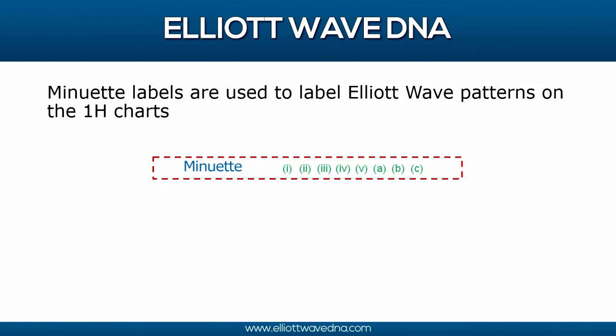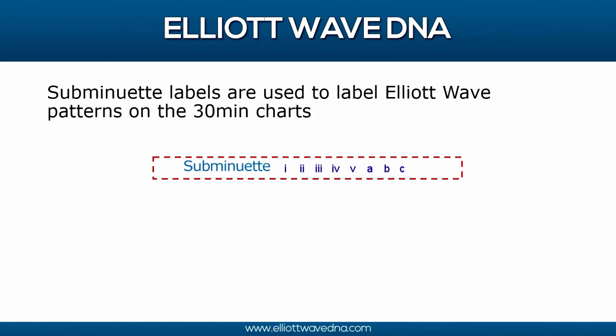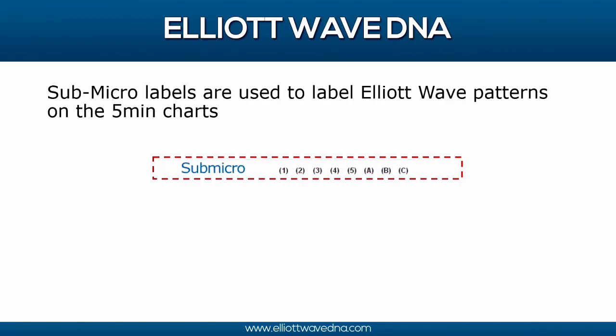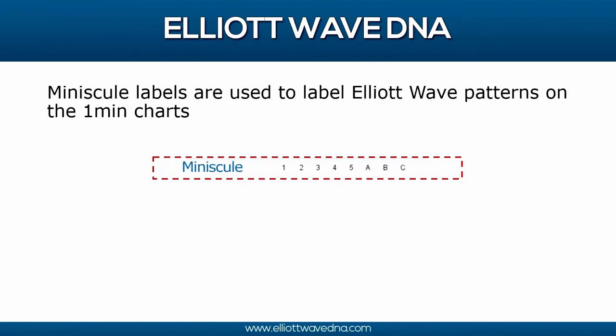Minute labels are used to label Elliott wave patterns on the 1-hour charts. Subminute labels are used to label Elliott wave patterns on the half-hour charts. Micro labels are used to label Elliott wave patterns on the 15-minute charts. Submicro labels are used to label Elliott wave patterns on the 5-minute charts.